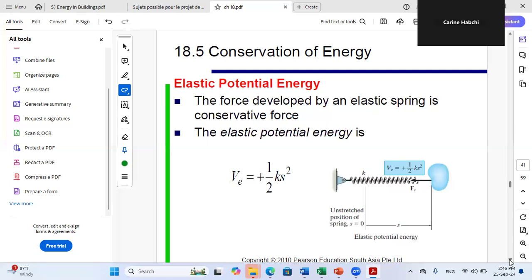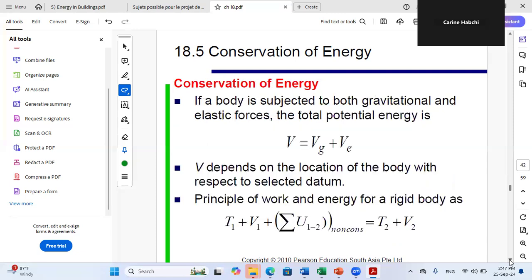Now, for the spring, it's exactly the same formula that we have seen for elastic potential energy in chapter 14. It's half k delta L squared. And if all forces doing work are conservative, we can apply conservation of mechanical energy. If not, we have two options: you use the principle of work and energy, or you can write that T1 plus V1 plus the sum of work of non-conservative forces equals T2 plus V2.